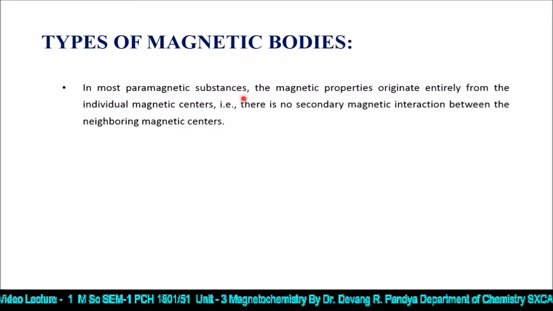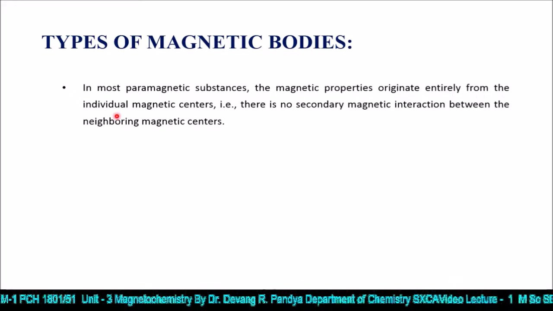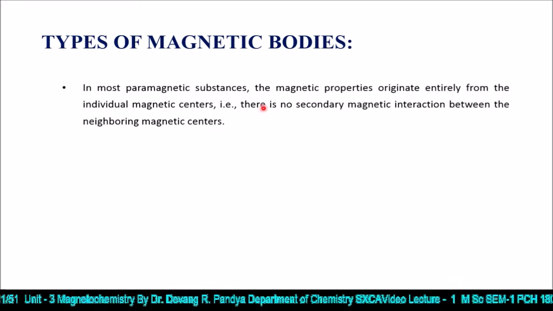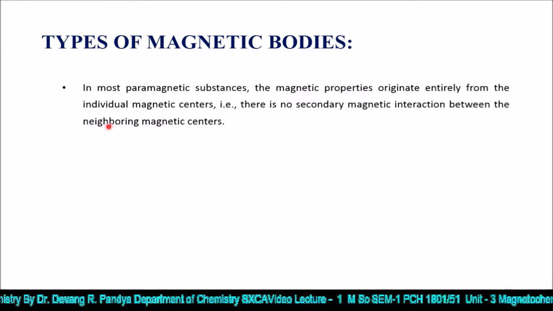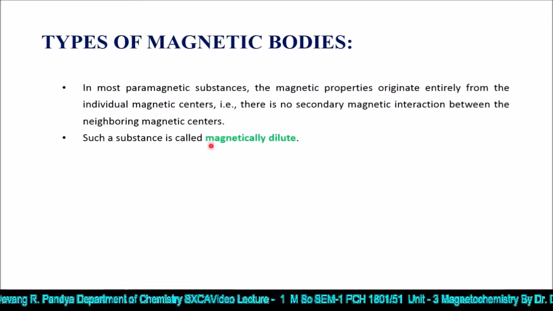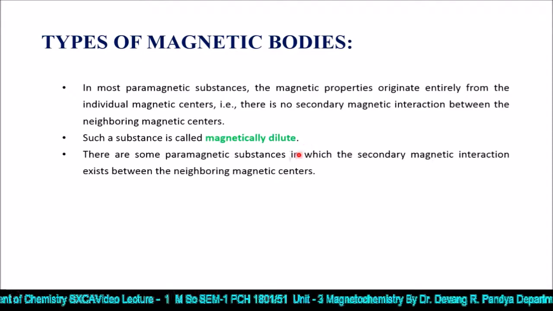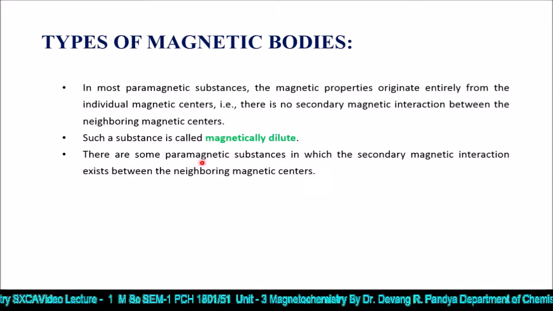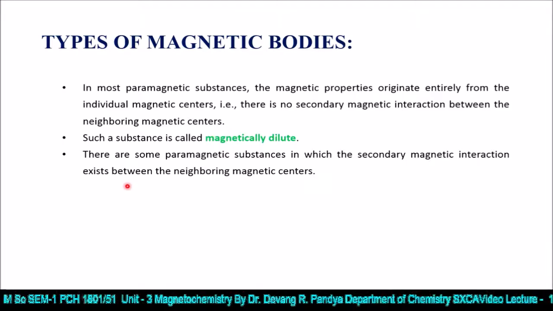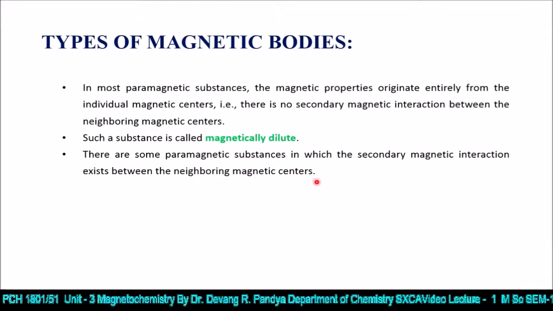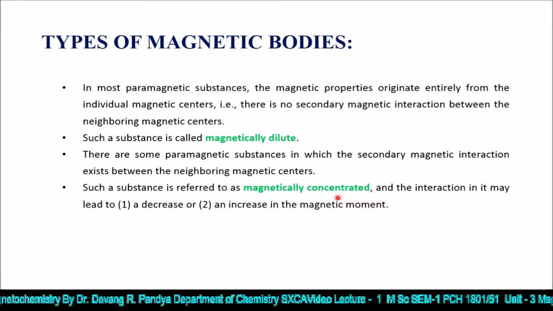In most paramagnetic substances, the magnetic property originates entirely from the individual magnetic centers. There is no secondary magnetic interaction between the neighboring magnetic centers. Such a substance is called a magnetically dilute substance. There are some paramagnetic substances in which secondary magnetic interaction exists between the neighboring magnetic centers. Such a substance is referred to as magnetically concentrated.